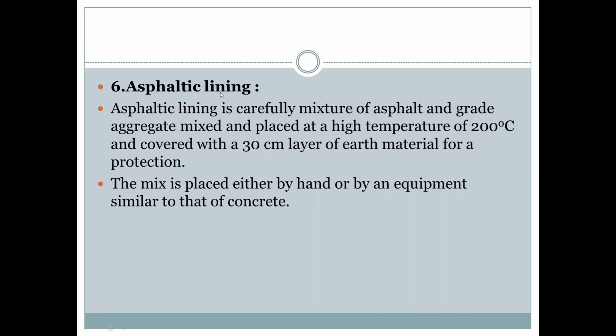This is the asphaltic lining, which is a mixture of asphalt and graded aggregate, mixed together and placed on a subgrade at a high temperature of 200 degrees Celsius. On that, a 30 centimeter layer of earth material is laid to protect that layer. This is the asphaltic lining.